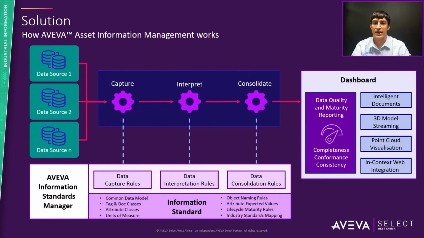AVEVA Asset Information Management is a fully agnostic solution that ingests information from various systems and publishes them into a single dashboard. In the back-end process, data is captured from the various sources based on criteria and filters. The system will then interpret the data and validate it against standards to finally consolidate and link them with the existing data already available in the system. Information is then served up into the dashboard, where end users can consume data without the need of having the source application available on their machines.